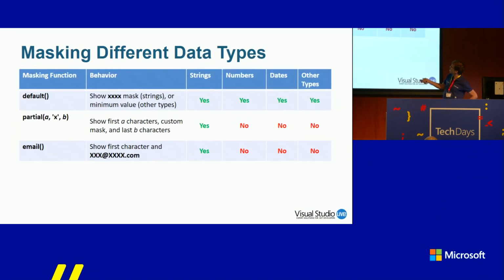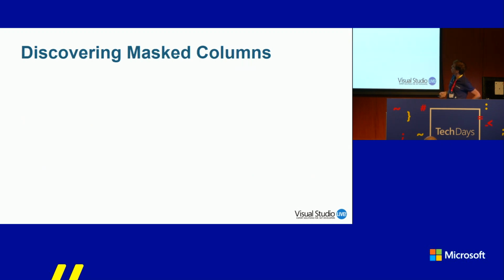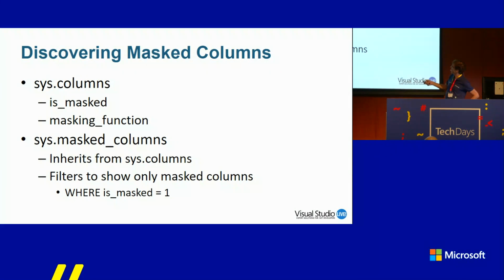We covered all of the 4 functions and how only the default function works with all data types and how the other functions behave as well. We looked at this sys.masked_columns view to see how we can discover what tables and columns are using DDM.